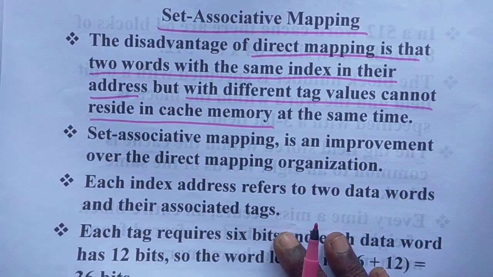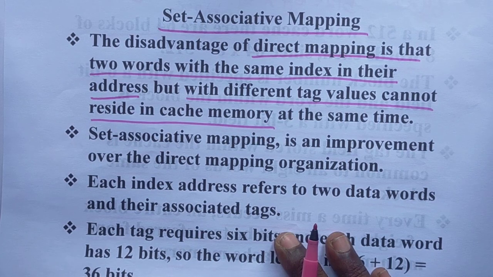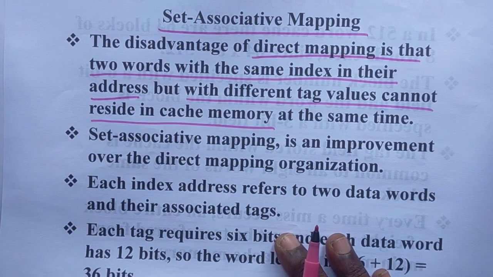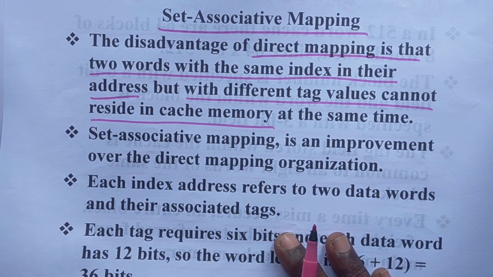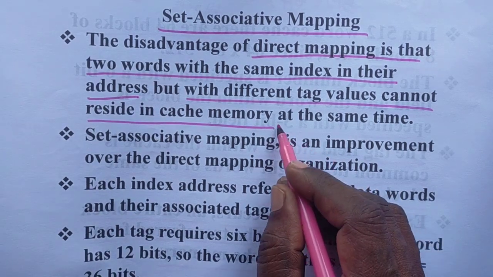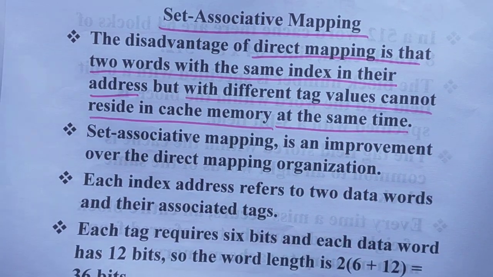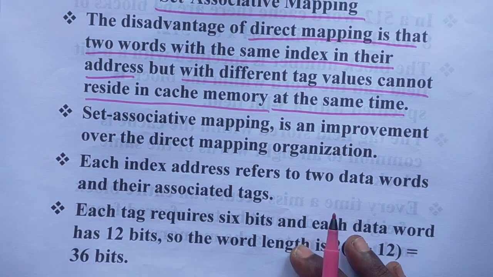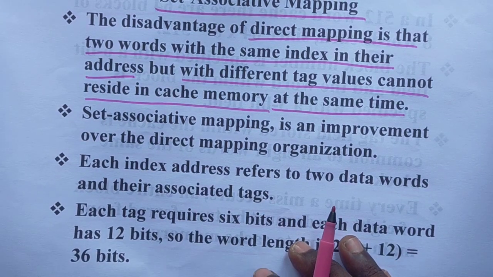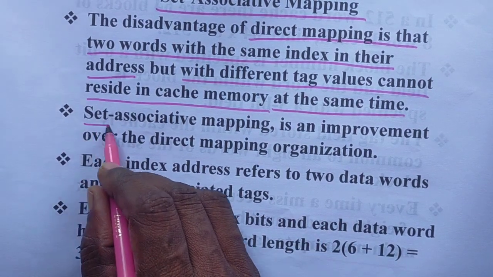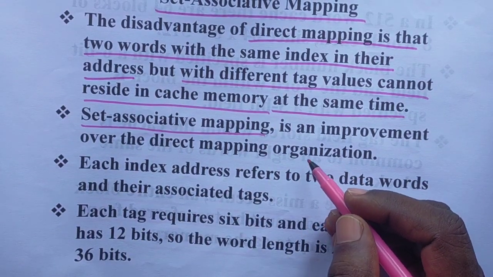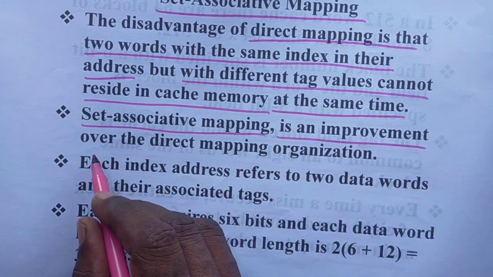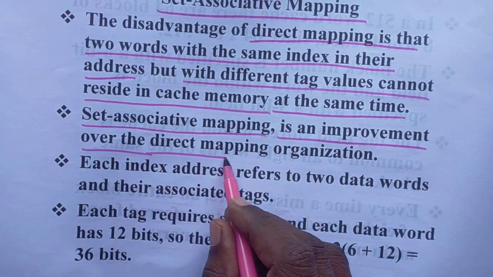Two different tag values cannot reside, because that is another disadvantage. The same index with a different tag value is not the right way. For that reason, we will improve that mapping through set associative mapping. Set associative mapping improves over the direct mapping organization.